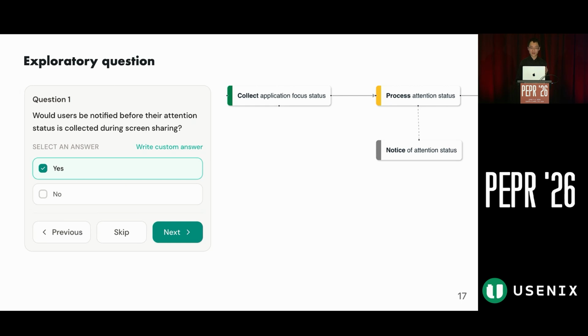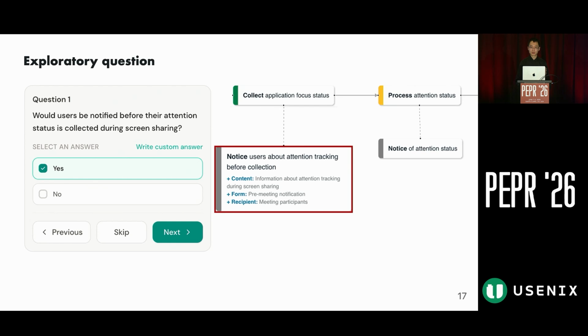Now that we have all of this, we can dynamically generate questions. Our system generates two types of questions. The first one is exploratory questions. For example, here the question asks, would the users be notified before their attention status is collected? The user can answer yes or no. And if the user answers yes, we will add a new node to the representation and attach it to the collect node.